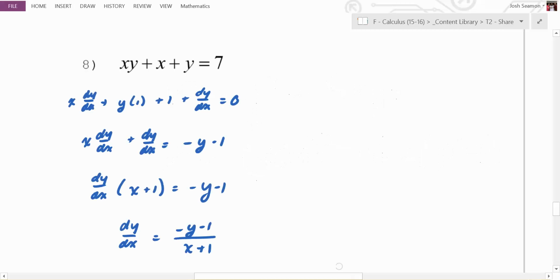Okay. And what rule do you have to use right here? Kira, what rule do you have to use on x times y? What rule do you have to use right there? Yeah, that's the product rule. So where's the derivative there? There it is. That's the derivative of x times y.